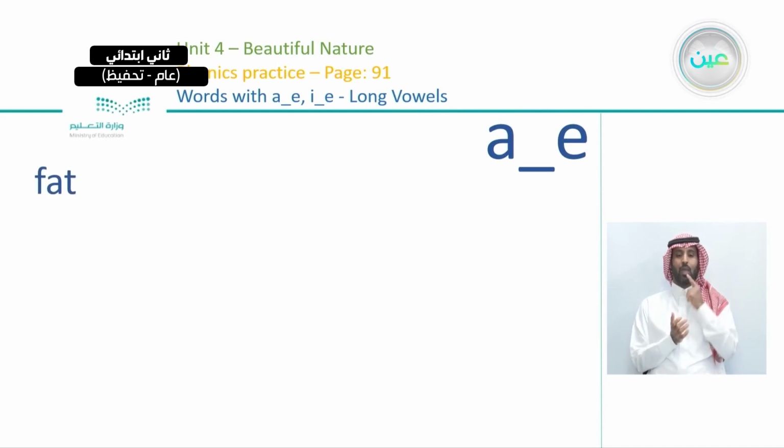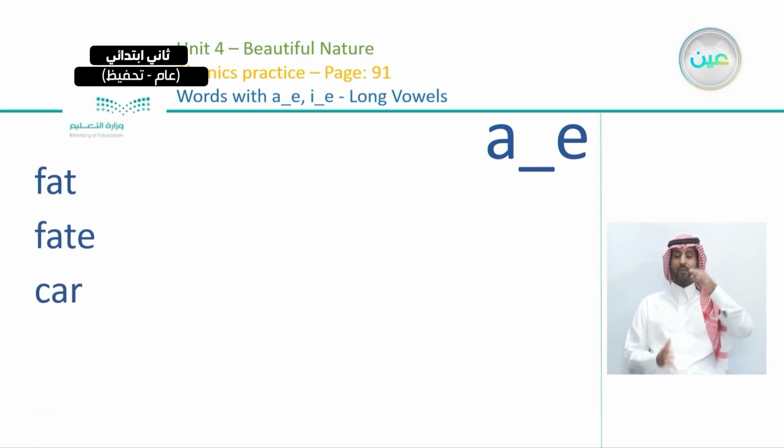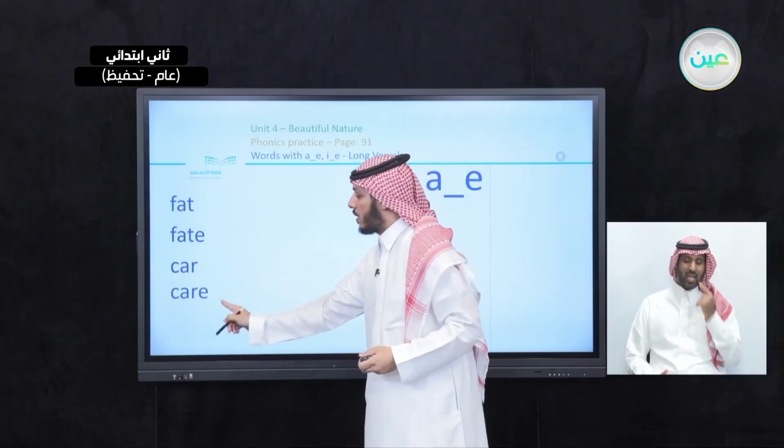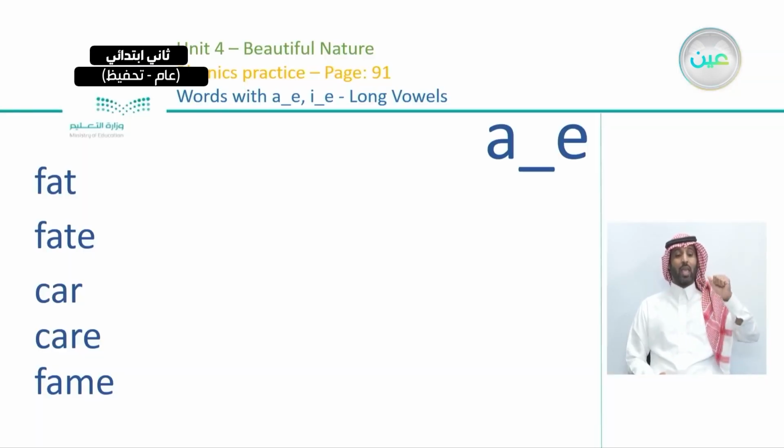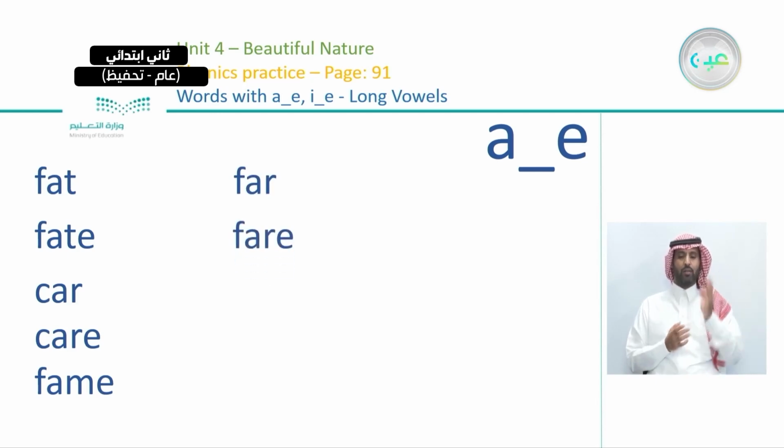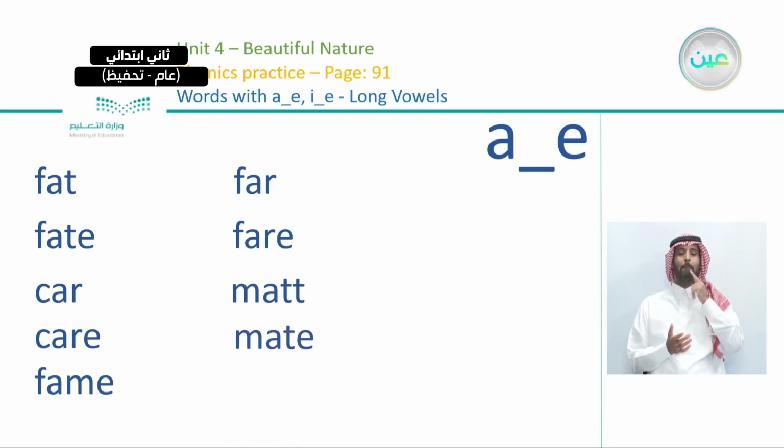Can you read this? This is fat. This is fate. This is car. This is care. This is fame. And this is far. This is fair. So far, fair, fat, fate. We have mat, mate, mat, mate.